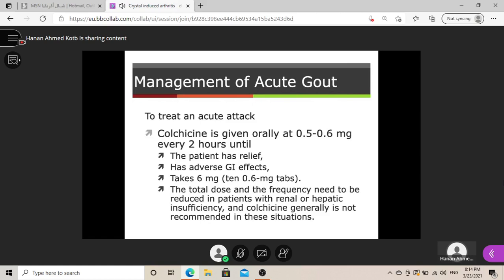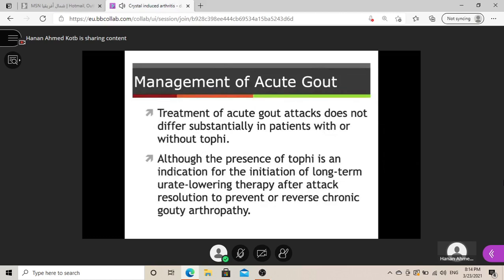We have to keep in mind that the total dose and the frequency need to be reduced in patients with renal or hepatic insufficiency, and colchicine generally is not recommended in these situations. Okay. We said that in chronic gouty arthritis we have a baseline of arthritis but we still have recurring acute gouty attacks. So does treatment of acute attacks differ between acute intermittent gout and chronic tophaceous gout? In fact, it does not differ substantially in patients with or without tophi.